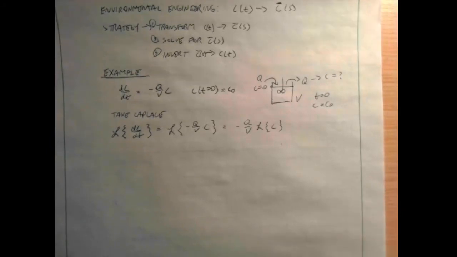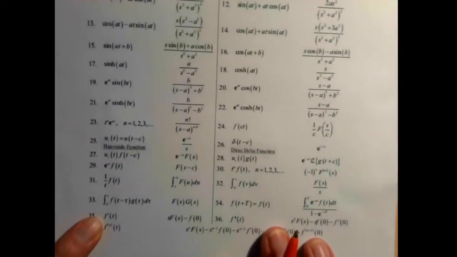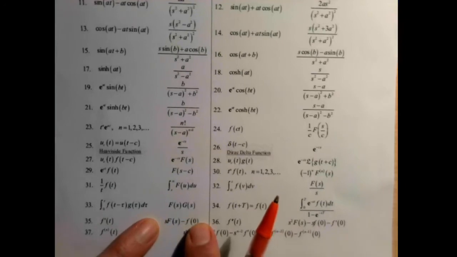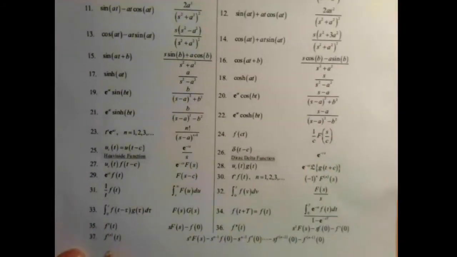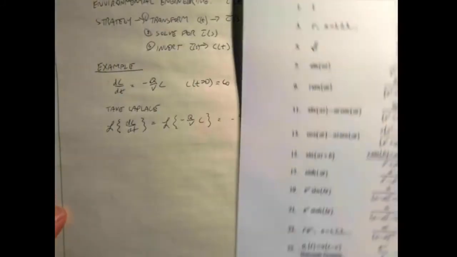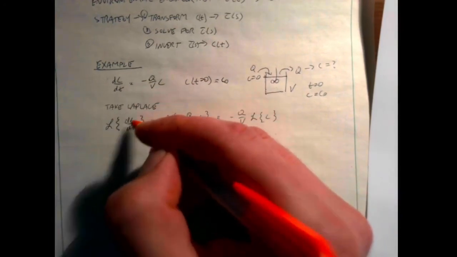And so what we have to do now is go and look this up. So if we go into our table, the transform of f prime of t is s times F of s minus little f of 0. So you find a table of Laplace transforms like this, and you have to know how to use it. If you had a second derivative or a higher order derivative, it gives you a formula here you can use to write that out.